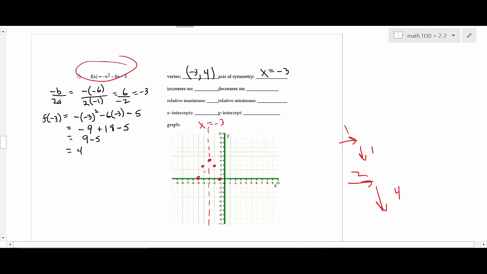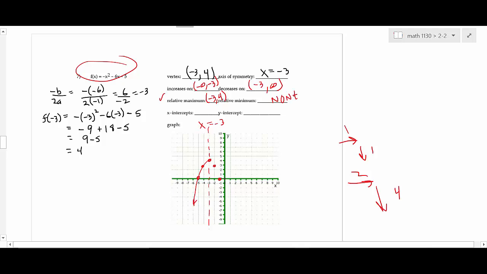Okay, so increasing is going to go from where to where? That'll be negative infinity until you get to negative 3. Again, it's an open interval. Decreasing is going to be from negative 3 to infinity. It does have a maximum. The maximum would be the vertex, so that's negative 3, 4, but it does not have a minimum. So that's how that goes.